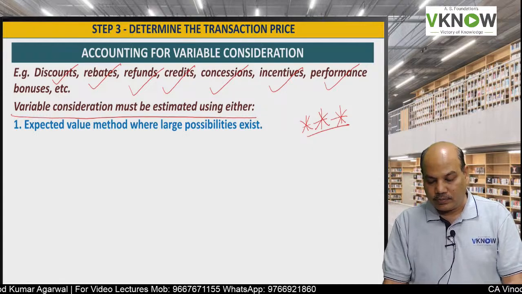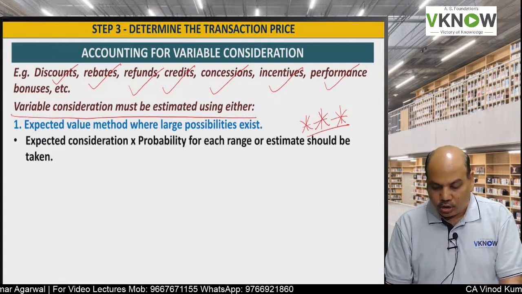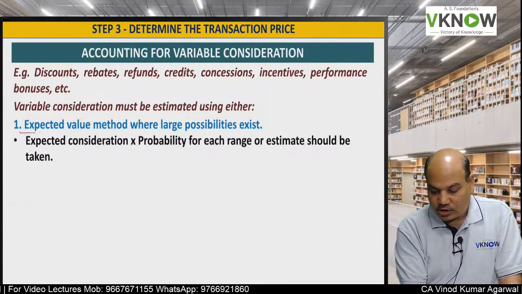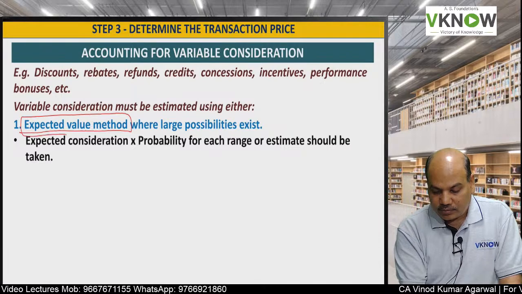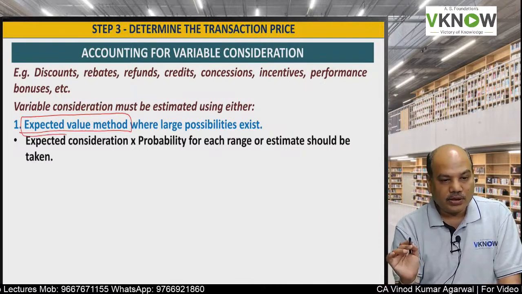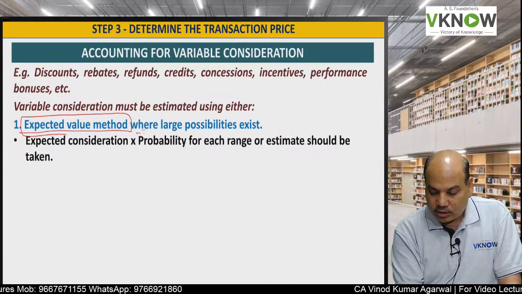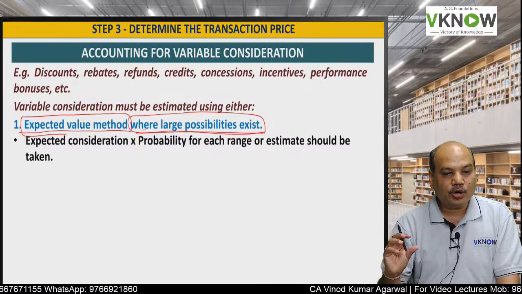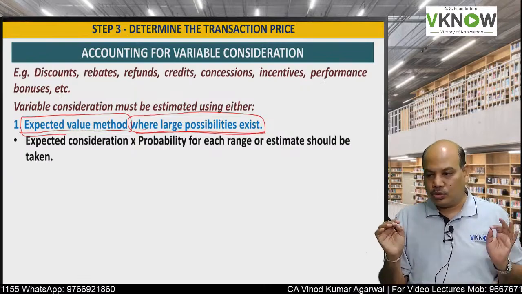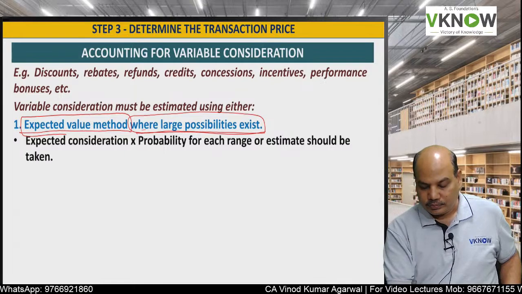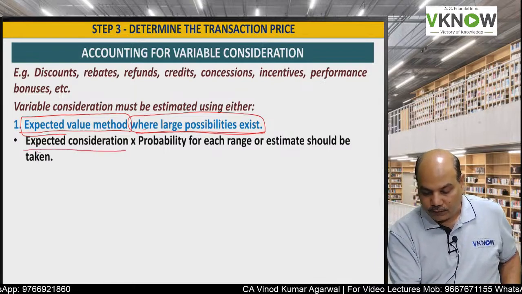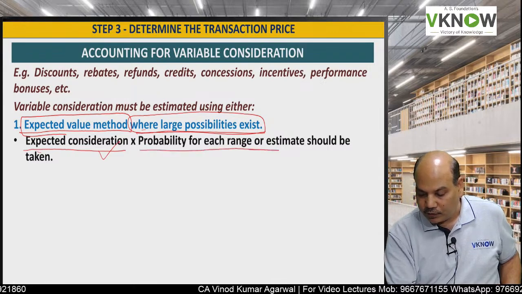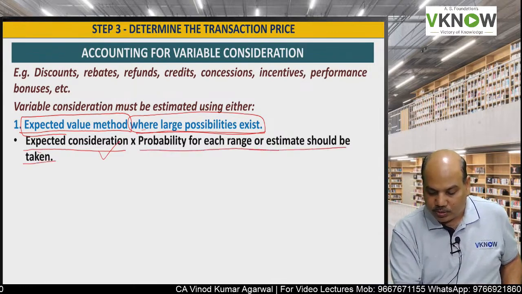There are two ways to record the variable consideration. One is called the expected value method, EVM. The expected value method will be used when there are a large number of possibilities. When the number of possibilities is high, use the expected value method. Here the formula is expected consideration into probability, for each range or estimate given.